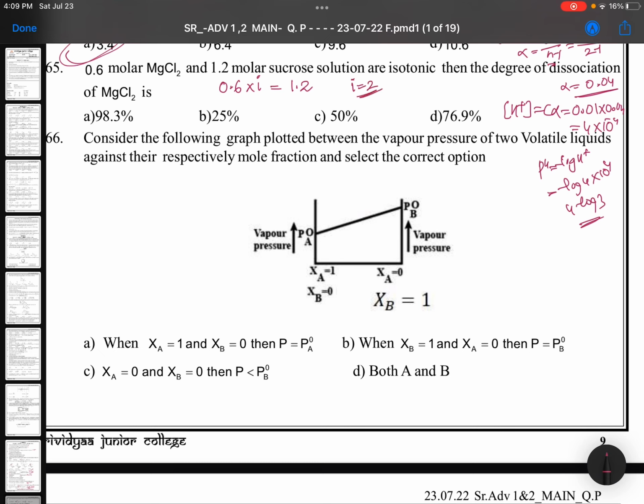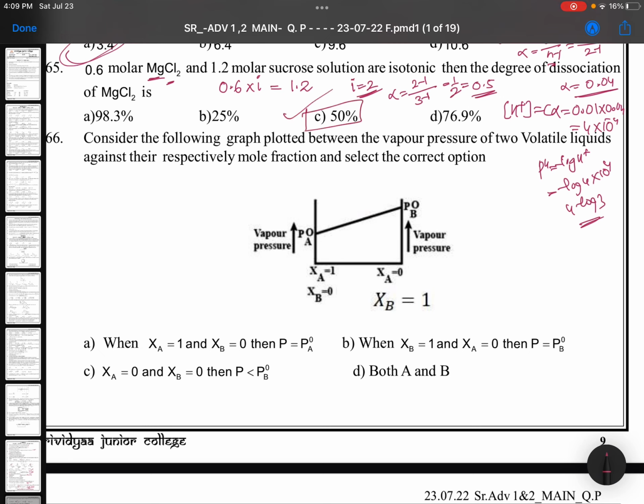When i is equal to 2, alpha you can calculate. Alpha is equal to i minus 1, that is 2 minus 1, by n minus 1, that is number of ions formed here are 3, 3 minus 1. 3 minus 1 is 2, so 1 by 2, 1 by 2 means 0.5, 0.5 means 50%.